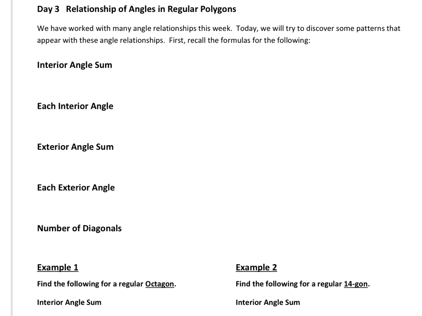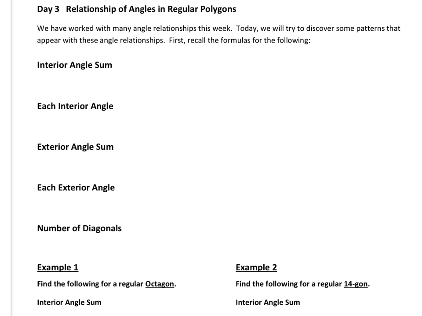Okay, this video is for day 3 geometry, relationship of angles in regular polygons. So the packet says we have worked with many angle relationships this week. Today we will try to discover some patterns that appear with these angle relationships. First, recall the formulas for the following.